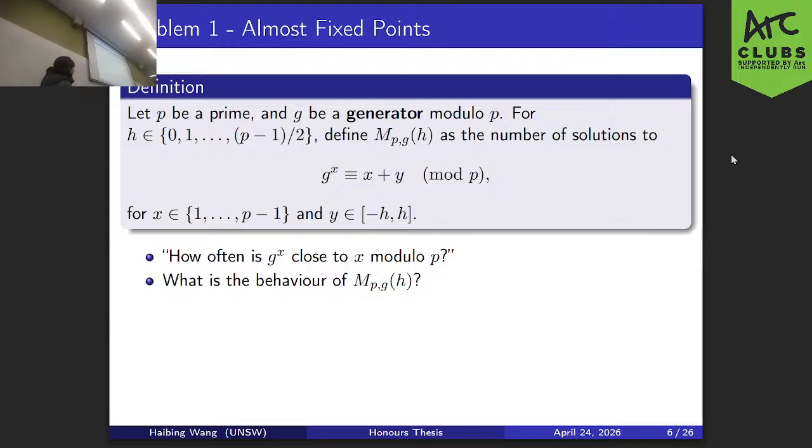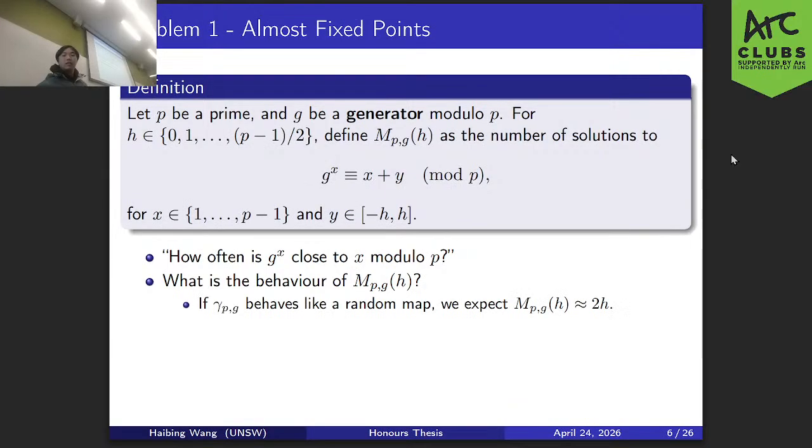Yeah. So we don't really know what's happening in the middle. But if it was random, then we expect that g to the x will land kind of randomly. So for a given h, we expect it to land in this interval 2h over p of the time. So out of the p trials, we expect 2h of them to land here. That's the expected amount if it was random, and we want to see how close it actually behaves to this.